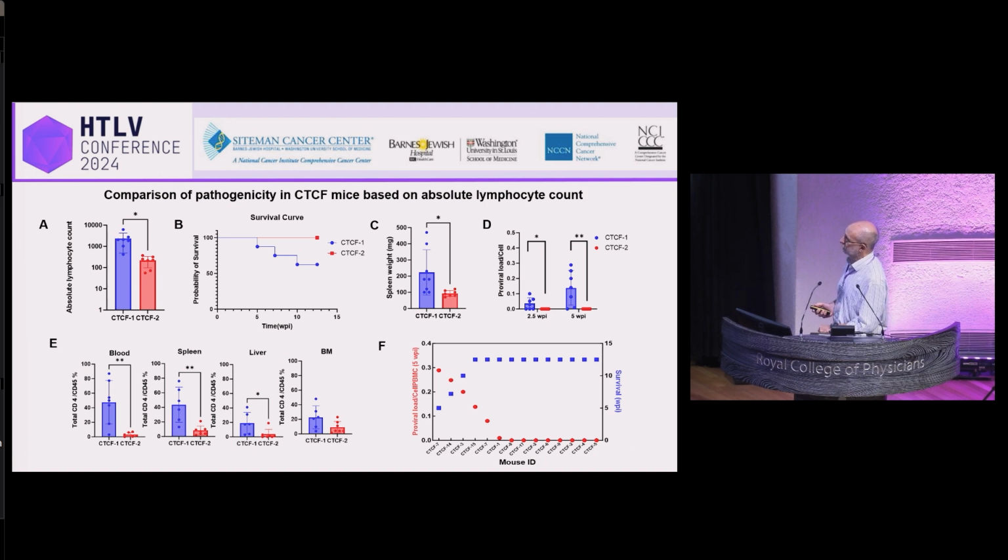We subdivided the CTCF mutant mice into the groups that had absolute lymphocyte counts of over 400 and those with normal absolute lymphocyte counts. In the first group of mice, these were the only ones that developed disease, again, very late and only in a small proportion, 30 to 40% of the mice. The mice that developed disease had splenomegaly, higher proviral loads at 2.5 and 5 weeks, higher levels of CD4 infiltration in the blood, spleen, liver, and bone marrow at the time of necropsy, and the proviral load in the PBMCs inversely correlated with the survival of the mice.